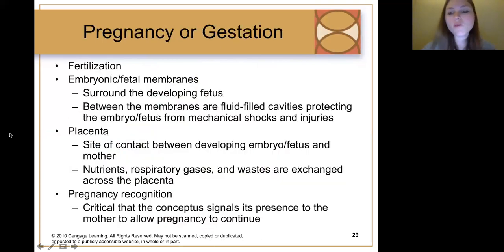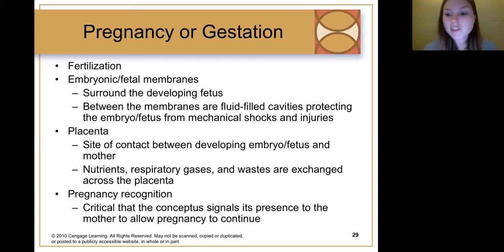So in order for pregnancy to happen, like I said, you need fertilization. Then after you have fertilization, you have obviously pregnancy or gestation. Those two terms are kind of one and the same. You have embryonic or fetal membranes that will surround the developing fetus. And between the membranes, you have fluid-filled cavities that protect the embryo and the fetus from mechanical shocks or injuries. So if the mom is moving around or is hit or anything, it protects it from bouncing around in there.